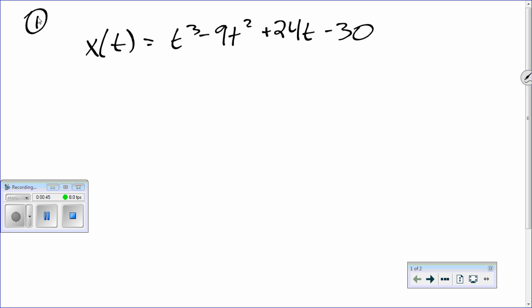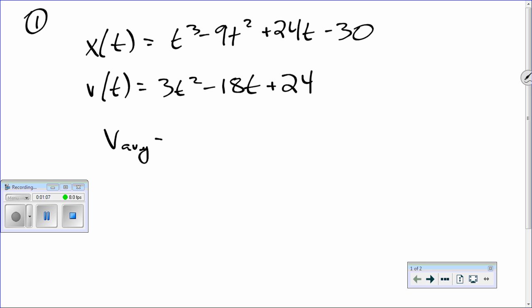The most common thing I saw people do is they said, I'm looking for average velocity, so let's find an expression for velocity. So you took the derivative. And then did one of 2 things. Some people tried to find the average velocity by using this equation. They found the velocity after 0 seconds, the velocity after 3 seconds, and then averaged it. Why doesn't that work?